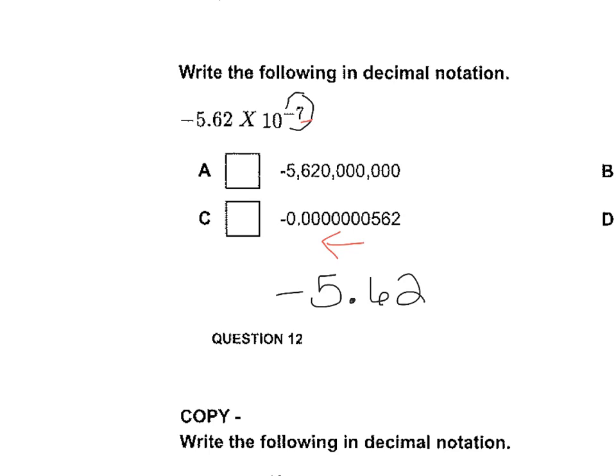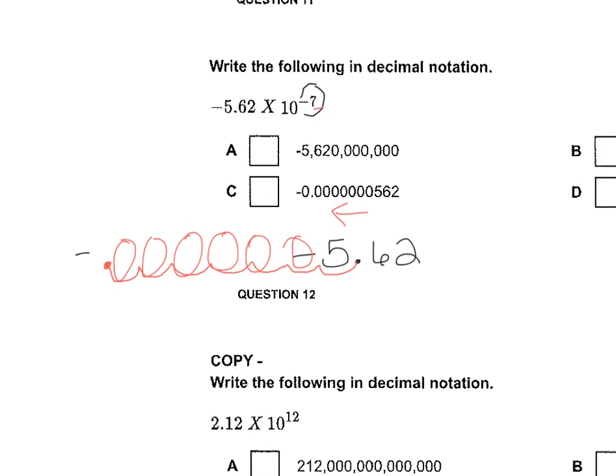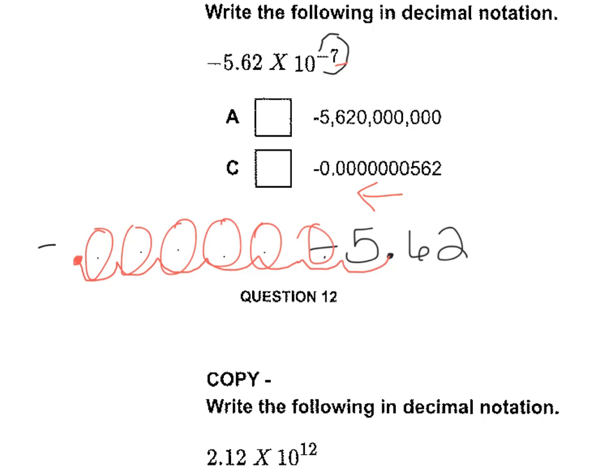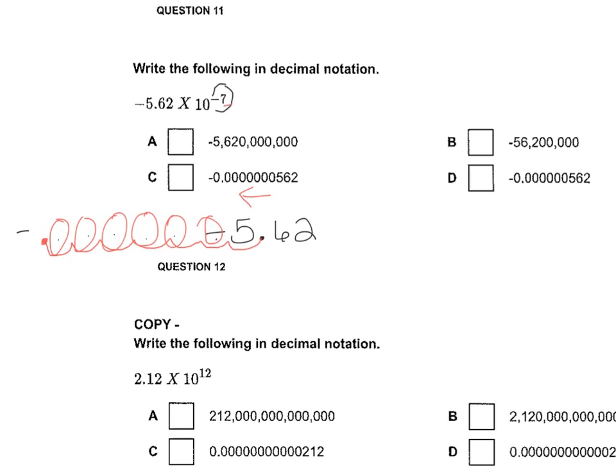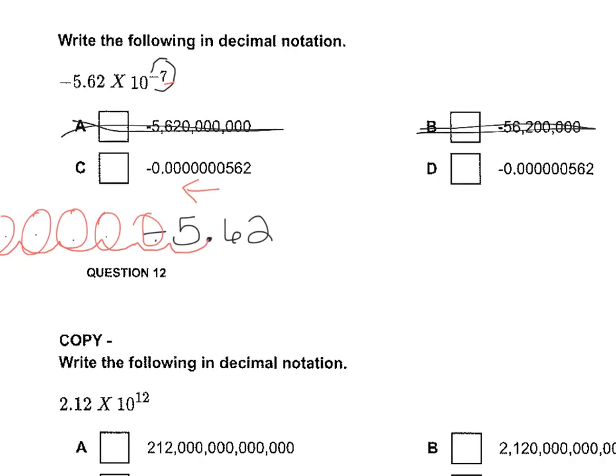So when I count, it would look like this. 1, 2, 3, 4, 5, 6, 7. Now I've got a new decimal, and I fill those in with zeros. There's a negative in front of the whole number, so I kind of put a 0 over that. There should be 1, 2, 3, 4, 5, 6 zeros in front of the 5. So A is out, B is out. Let's count D. 1, 2, 3, 4, 5, 6. That one works. 1, 2, 3, 4, 5, 6, 7. It's going to be D.